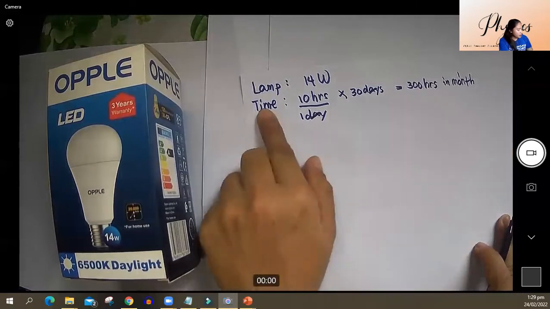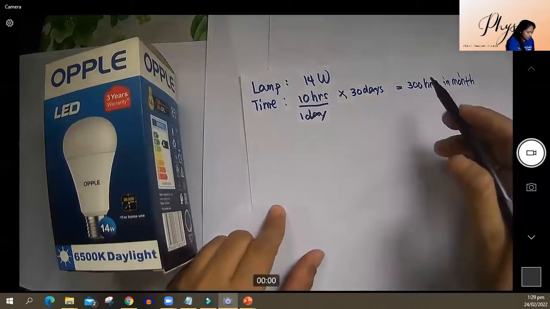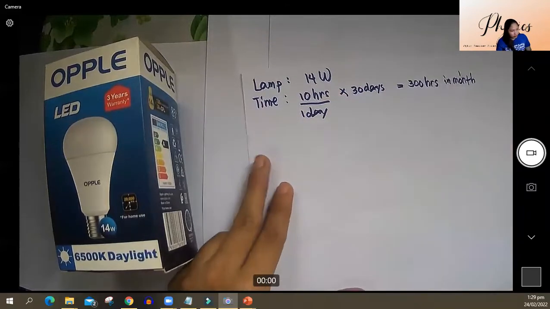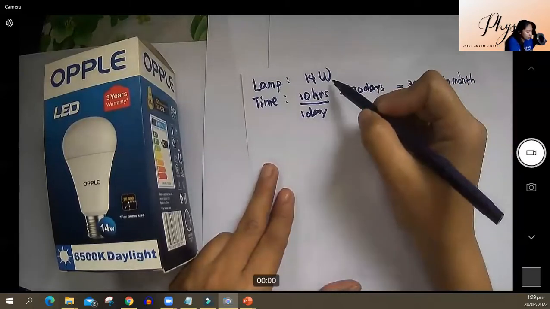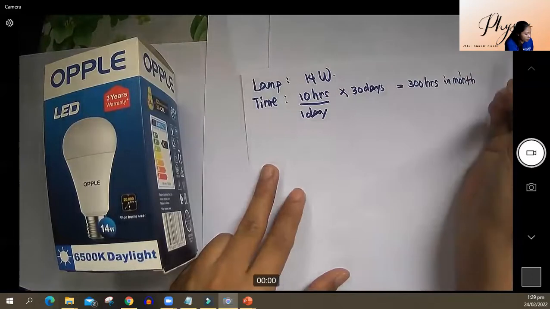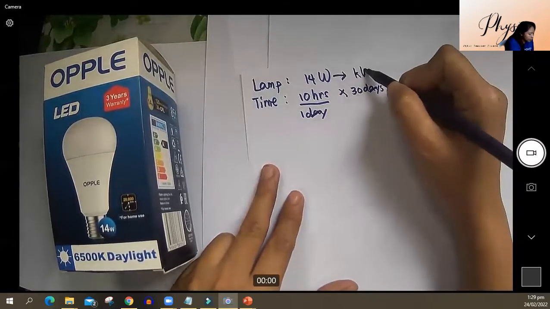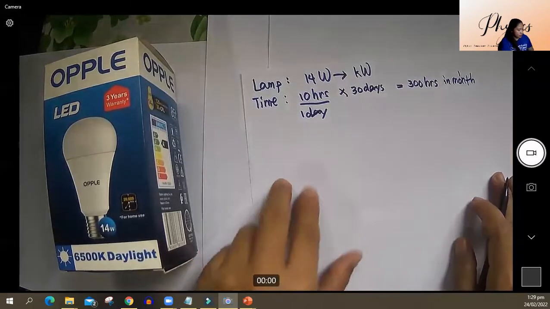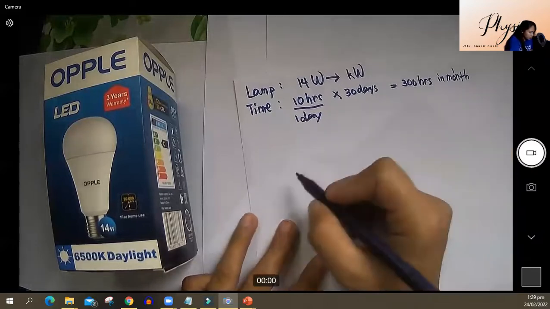So you'll be using your lamp for 300 hours in 1 month. But in our electric bill, we have to take note that we will be billed in kilowatt hour, not in watts, not in watt hour. So first, we have to convert watts to kilowatts. How do we do that? We will use the conversion factor.